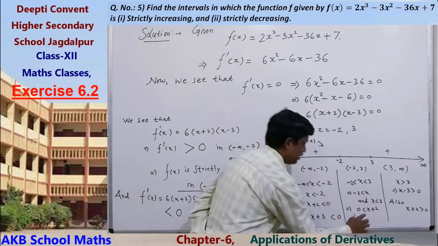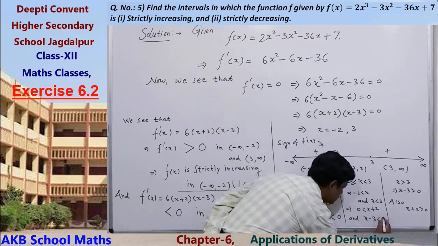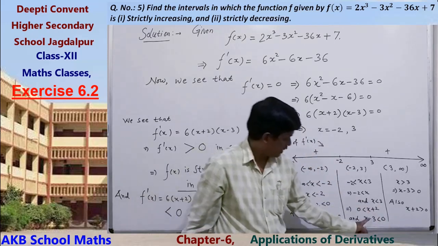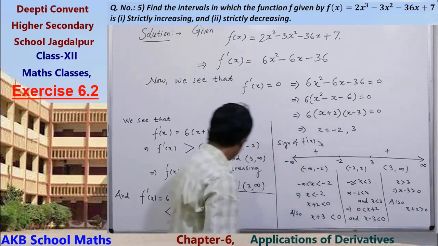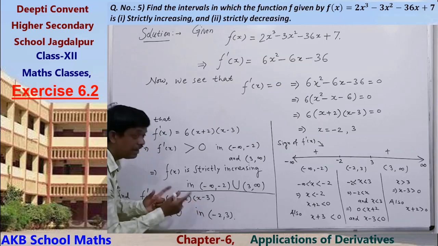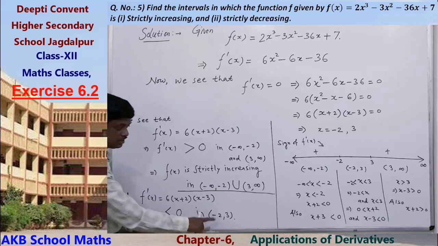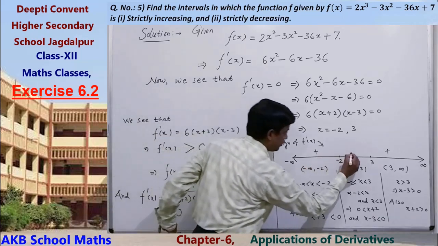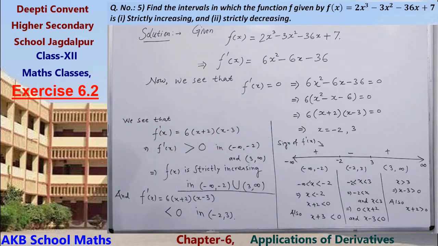From here, x minus 3 is less than 0, and x plus 2 is greater than 0. That is, this is positive, this is negative. Positive into negative is negative, that means less than 0. So f dash x is less than 0 in this interval. Negative. Clear?